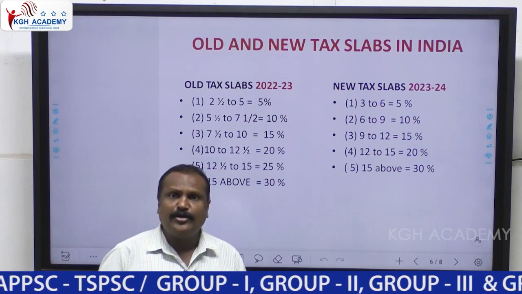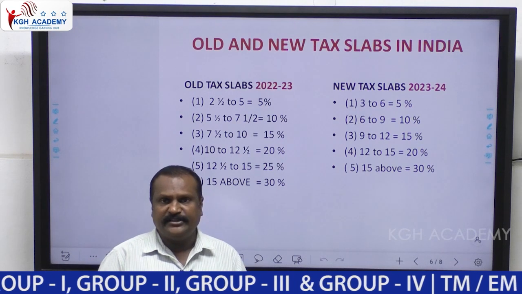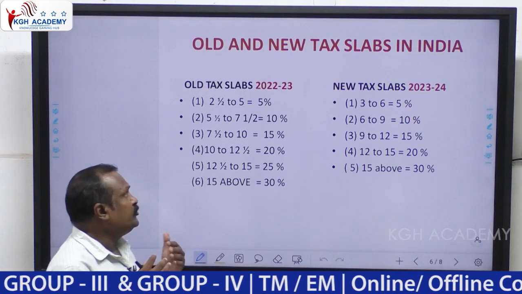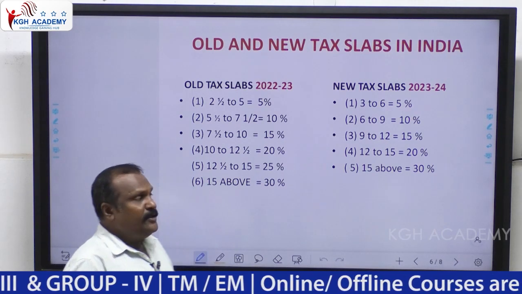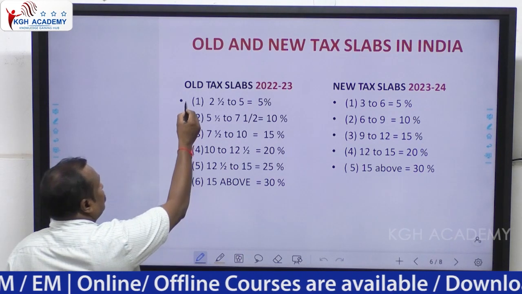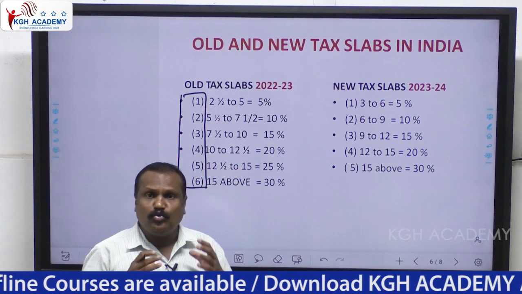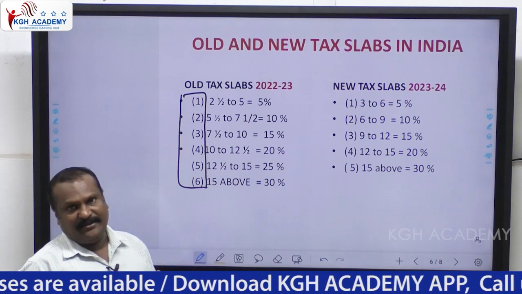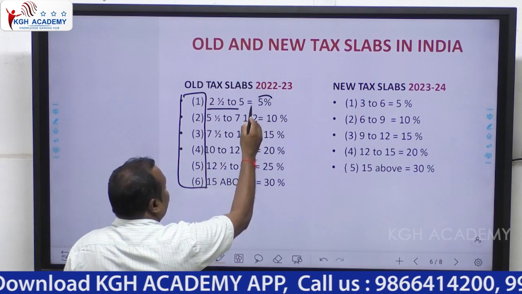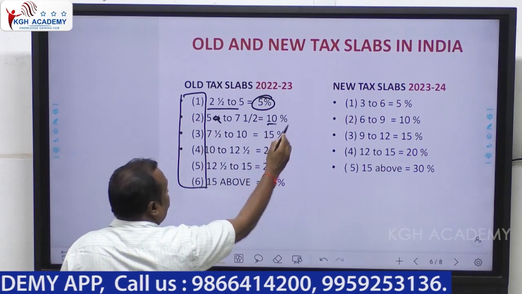Income tax slabs according to the 2023-24 budget estimation. To understand the 2023-24 budget estimation, we need some explanation about the previous year, that is the 2022-23 budget estimation also. So, according to last year, how many slabs are there? There are six slabs. If any person gets income of more than 2.5 lakh, he has to pay income tax. A person who gets income of 2.5 lakh to 5 lakhs pays 5%. A person who gets income of 5 to 7.5 lakhs pays 10%.